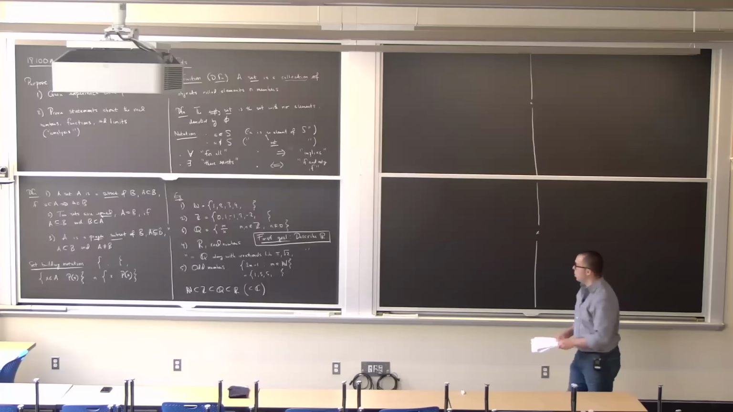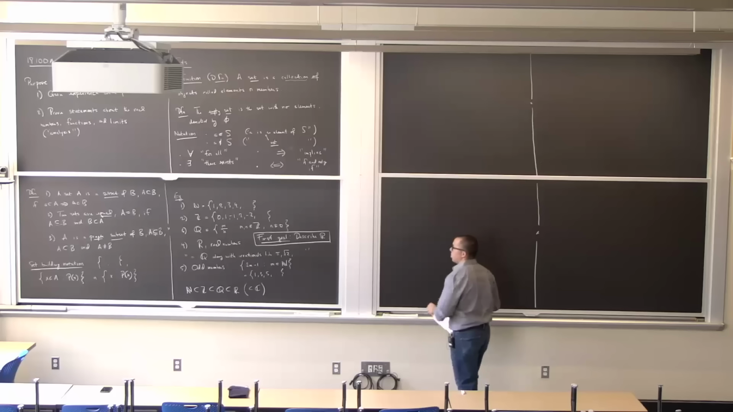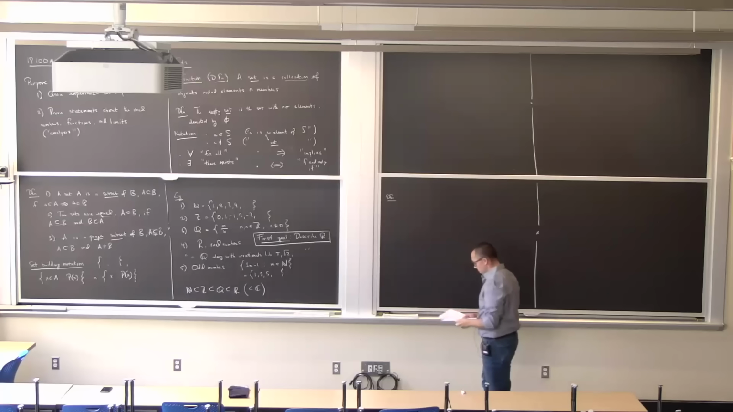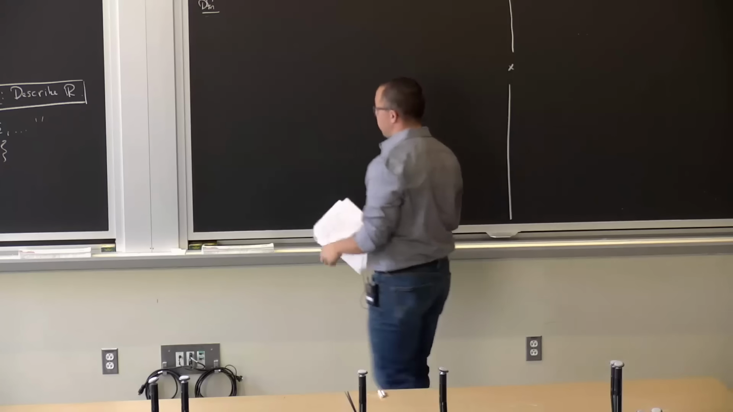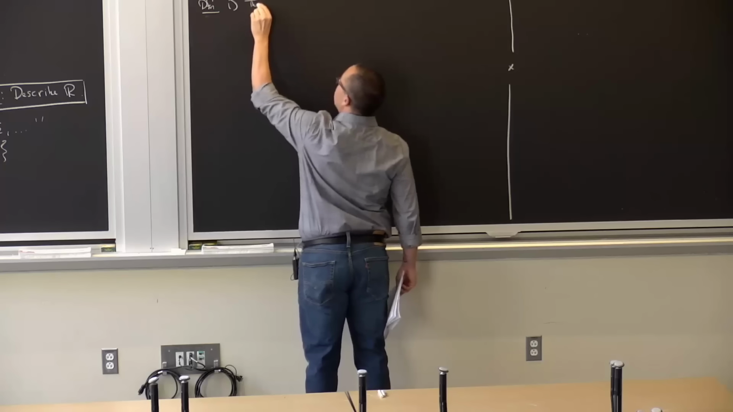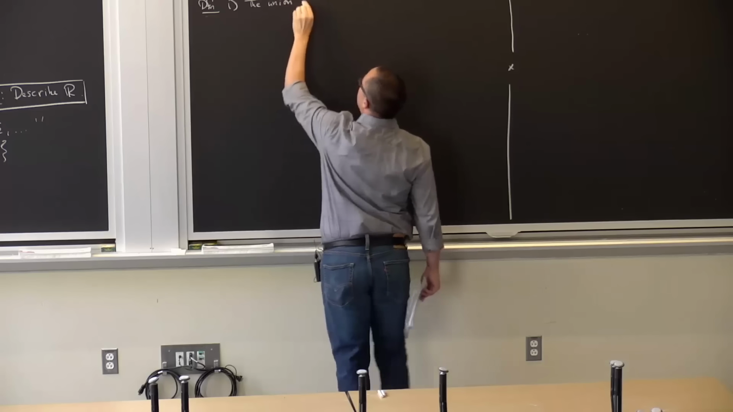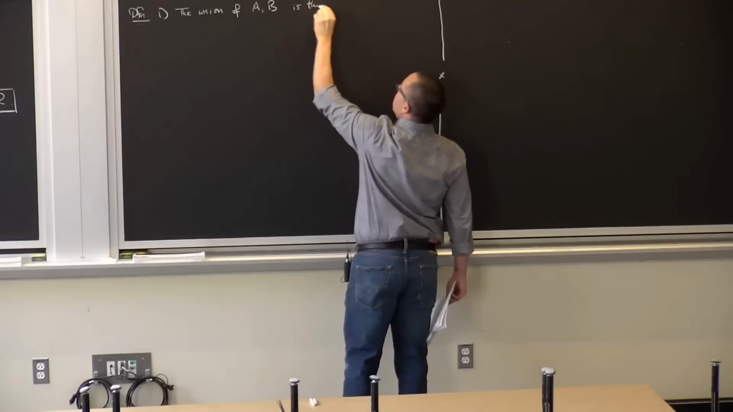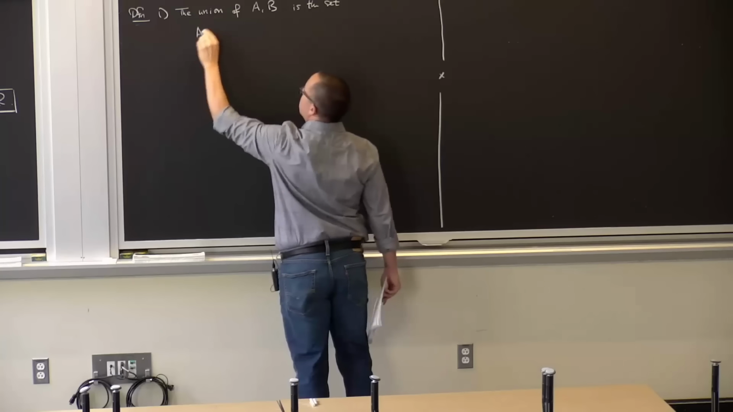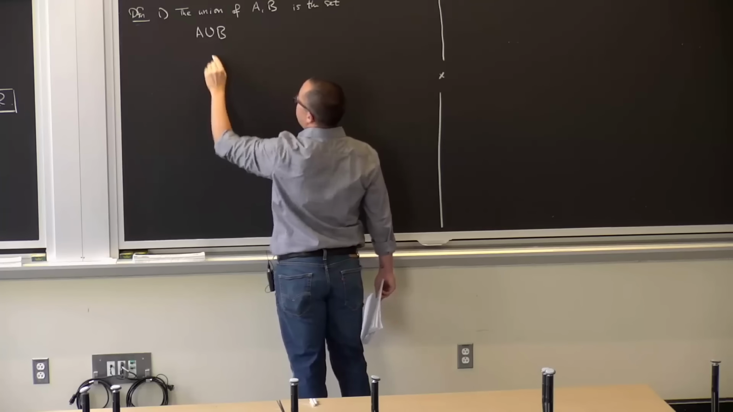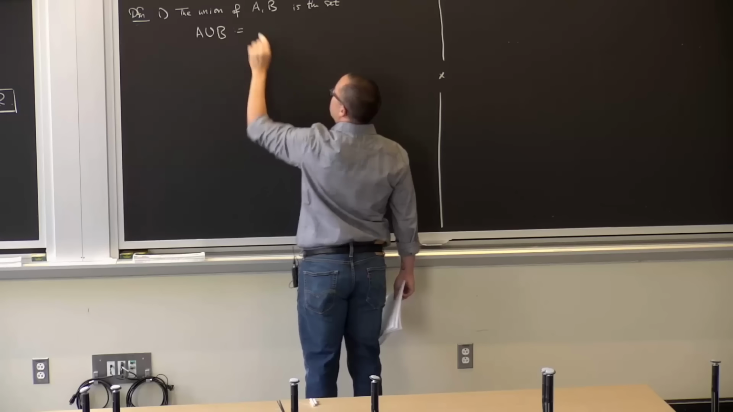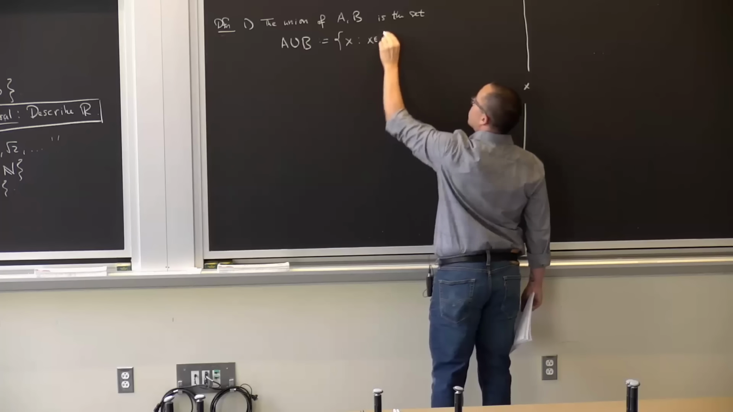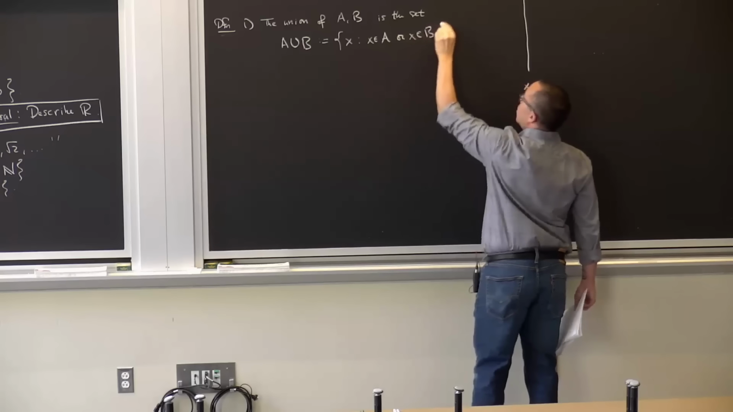Okay, so let's get back to our review of sets. There were some examples. We have a few more definitions. The union of two sets, A and B, is the set which we write, so this is how we denote it, A union B. This is the set of all elements x such that x is in A or x is in B.